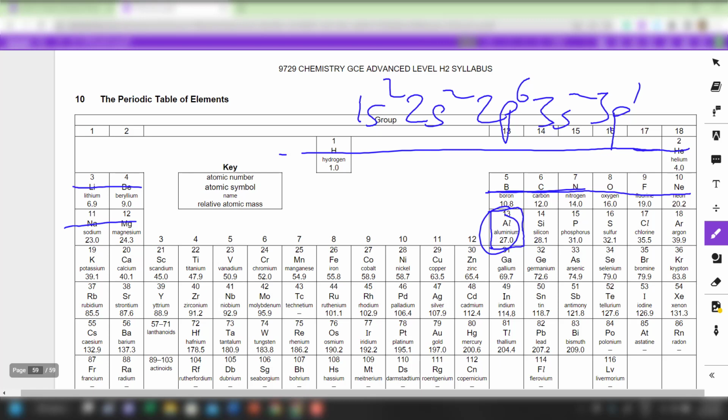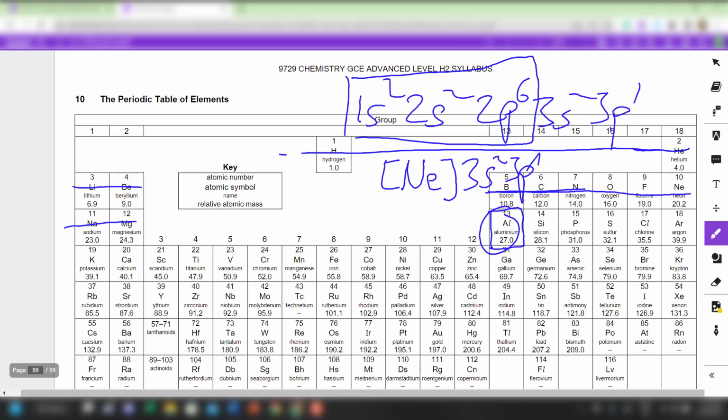This is the full electronic configuration. You can actually write the short form out if the question allows you to do so. So 1s2, 2s2, 2p6, I can write it as a short form. It has a neon configuration, and then it will be 3s2, 3p1.